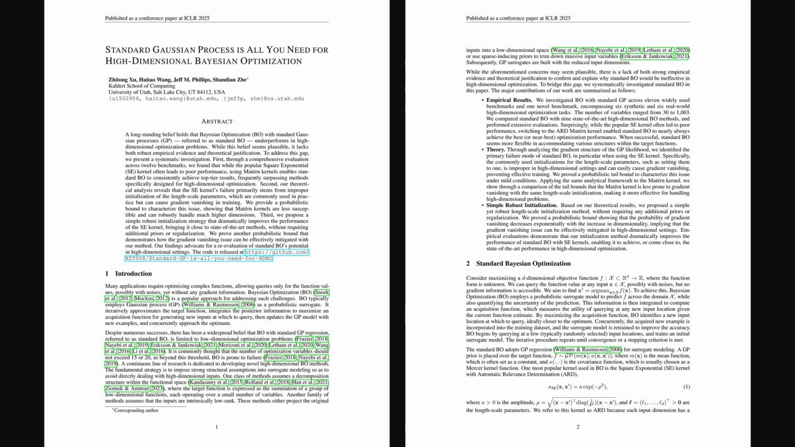We're looking at an interesting ICLR conference paper titled, Standard Gaussian Process is All You Need for High-Dimensional Bayesian Optimization, published just over 3 months ago on January 22nd. This paper really questions the common wisdom that standard Bayesian optimization with standard Gaussian processes underperforms in high dimensions. The authors systematically investigate this belief through extensive experiments and theoretical analysis.